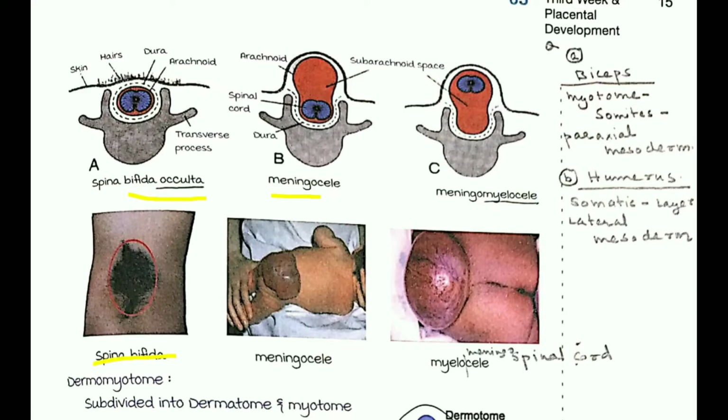Then this is meningocele, where there is protrusion of the meninges. And this is myelomeningocele, or meningomyelocele, where the spinal cord is also protruding along with the meninges through the defect.